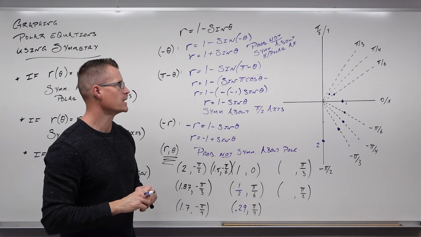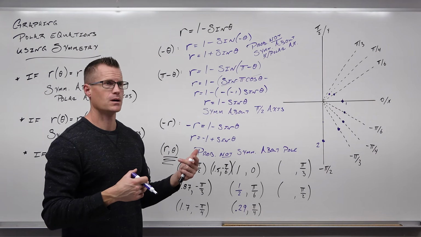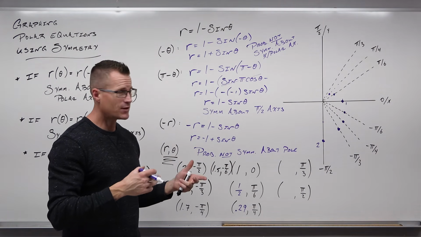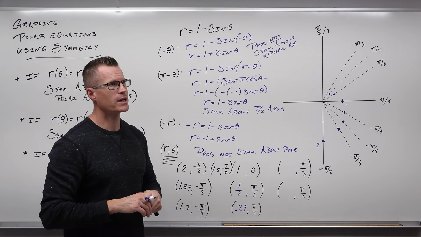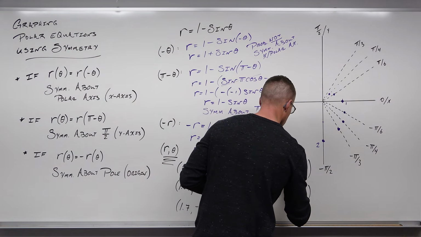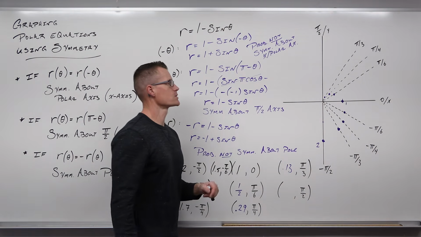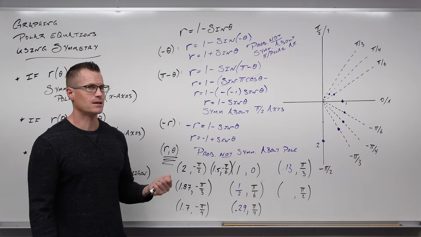How about pi over 3? Sine of pi over 3 is square root 3 over 2. That's 0.87-ish. So 1 minus 0.87 is about 0.13. That's really close. And then finally, we're almost done.